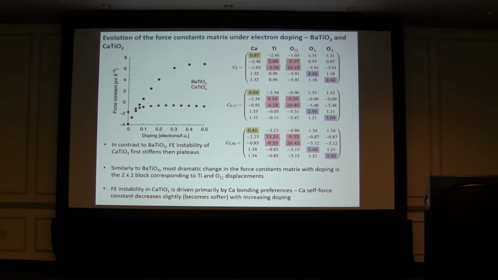But the part of the distortion that's, or the driving force for the distortion, I should say, which is the calcium cation in this case, is not really affected much by the doping. In fact, it kind of softens a little bit. Okay, so the ferroelectric instability in calcium titanate is driven primarily by these calcium bonding preferences, and so that contribution is resistant to doping more than in barium titanate.